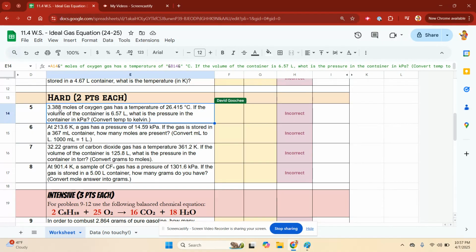In problem number 5, we have 3.388 moles of oxygen gas at a temperature of 26.415 degrees Celsius, like room temperature. If the volume of its container is 6.57 liters, what is the pressure in the container in kilopascals? Here's a hint: the reason this is a hard problem is you can't do gas law problems in Celsius. You gotta convert it to Kelvin. So, anyways, off to the worksheet.